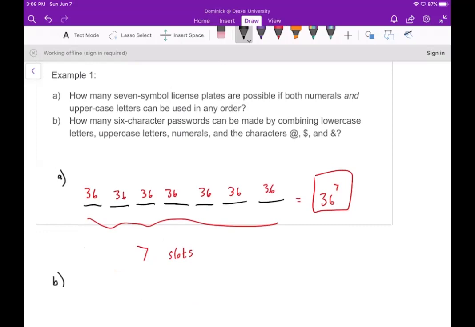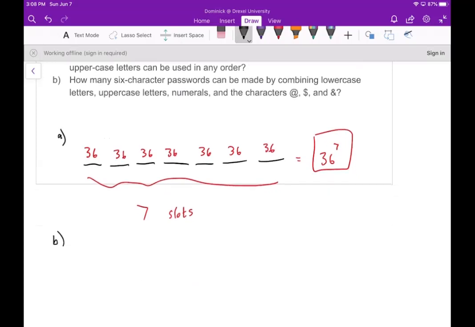Now in part B, we want to know how many 6-character passwords can be made by combining lowercase letters, uppercase letters, numerals, and the characters for the @ sign, cash sign, and the and sign, right? So we have 6 slots now. And if we can use lowercase letters, that's 26. If we want to use uppercase letters, that's also 26. And then we have 10 numerals that we can use. And then, of course, the 3 extra symbols.